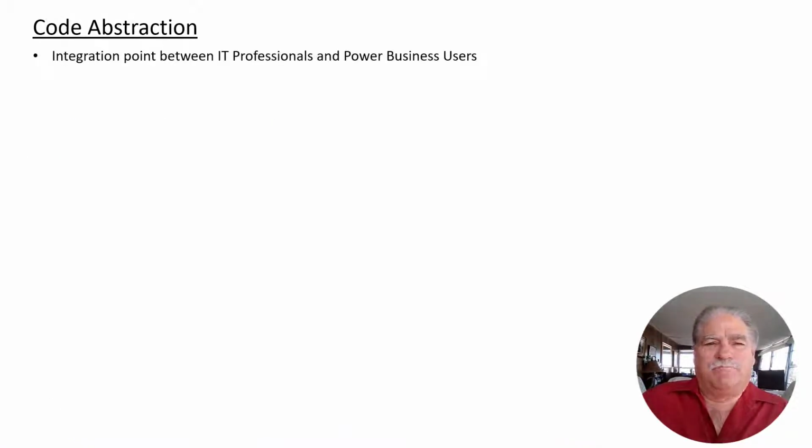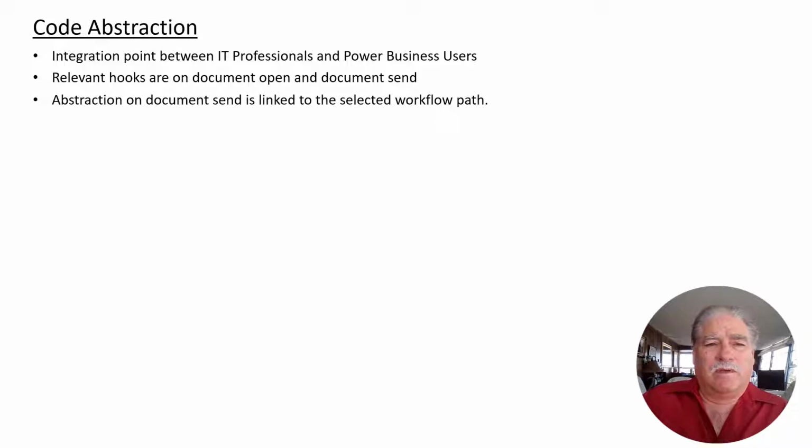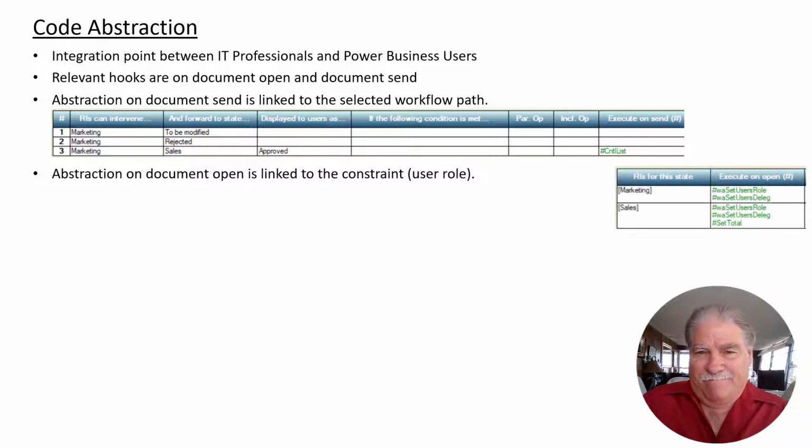Code abstraction. This is basically the integration point between IT professionals and Power Business users. The relevant hooks are on document open as well as on document send. In the latter, this is linked to the particular path that's selected in the process. For the former, since no path has yet been selected, it's the user going into a particular document, so it's based on the constraint.